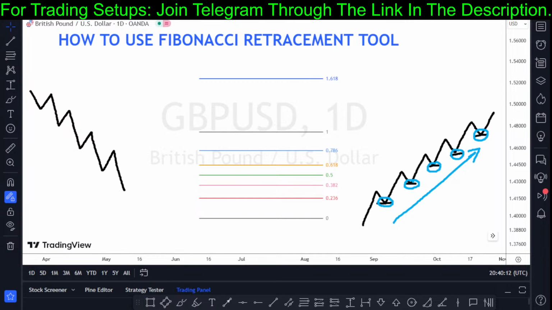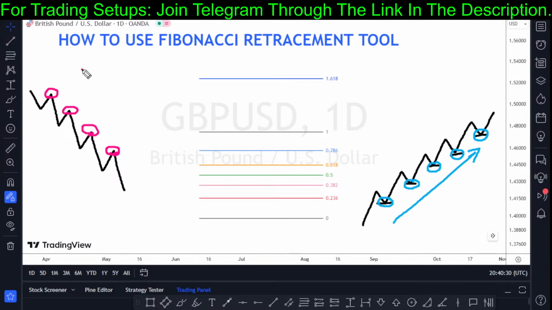So the best zones to go for a short entry is at the swing highs of the lows. Right here in a downtrend, you look out to short at this red marked or circled zone. So one of the tools you can use to detect a short entry in a downtrend is the retracement tool.